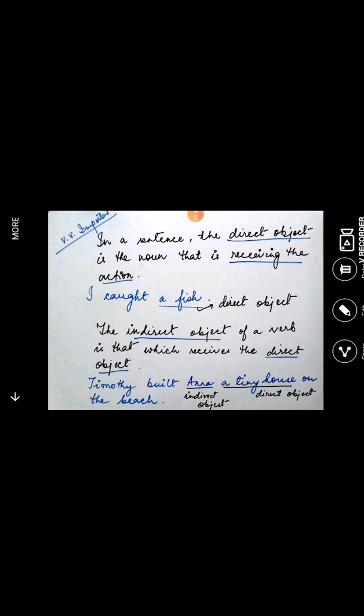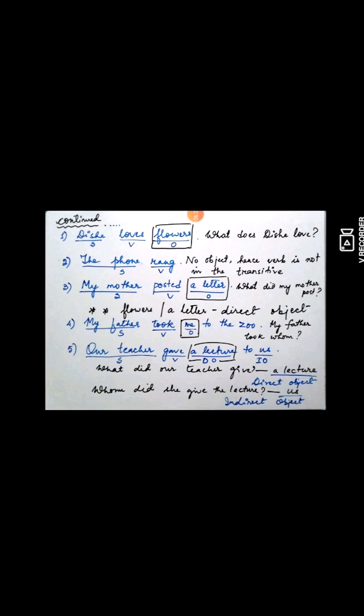Timothy built Anna a tiny house on the beach. What did Timothy build? Timothy built a tiny house. So, when we ask a question to the verb, what did Timothy build? The answer is a tiny house and not Anna. He did not build Anna, isn't it? He has built a tiny house on the beach for Anna. So, Anna becomes the indirect object. She is the receiver of the direct object. The direct object, that is the tiny house, has been built for her. So, a tiny house becomes the direct object and Anna becomes the indirect object.